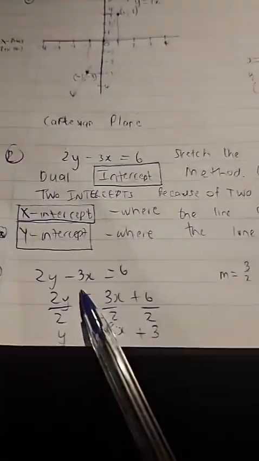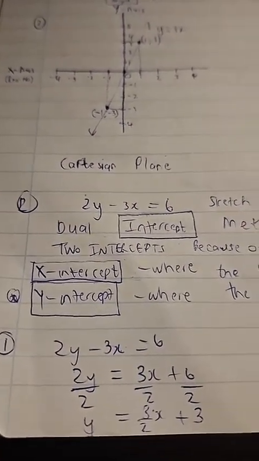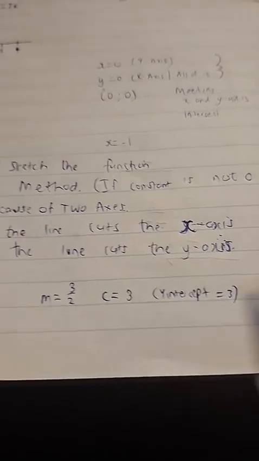But if c is not 0, hi guys, we don't waste time. We use the what? The dual intercept method. So the y-intercept we already know. All right, but I just want you to note something here, and this is the following.